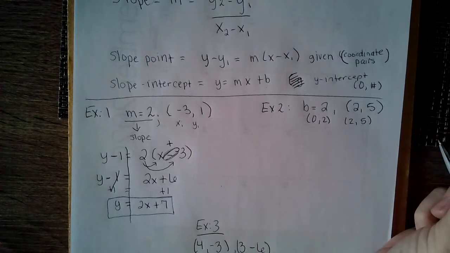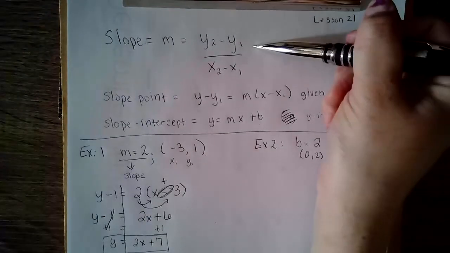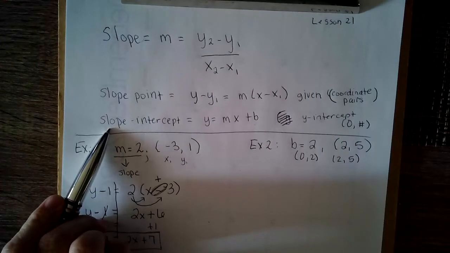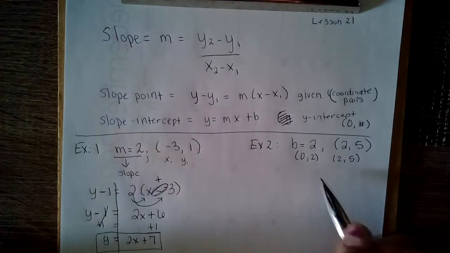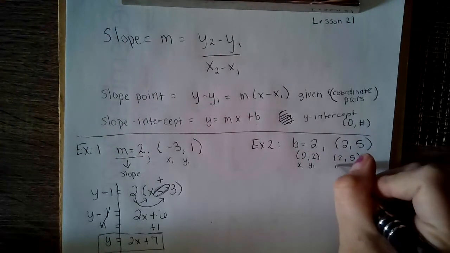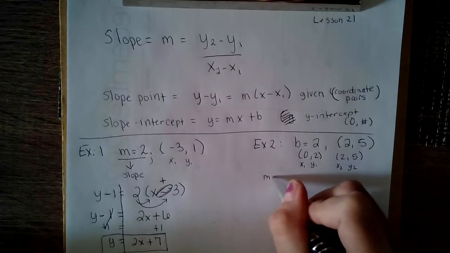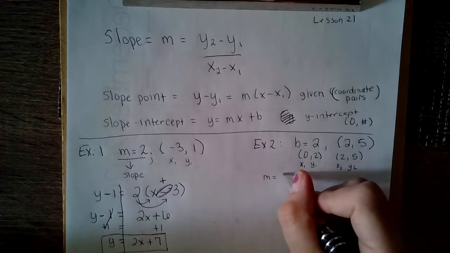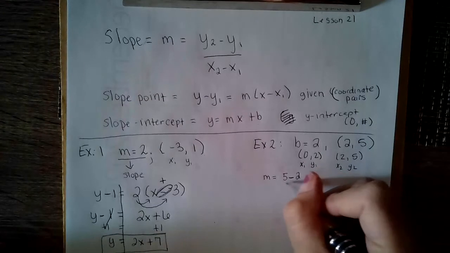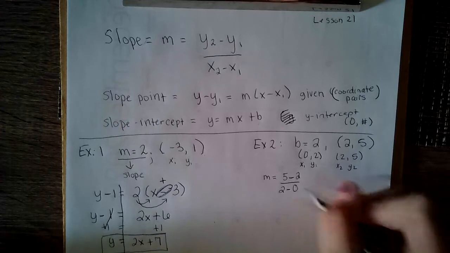So this means first and foremost, I have to go back up here and use my slope formula because I don't have a slope to use point slope to get to slope intercept. So now I'm going to go ahead and label these x1, y1, x2, y2. I'm going to write my formula here. M is equal to 5 minus 2, and that's going to be divided by 2 minus 0.